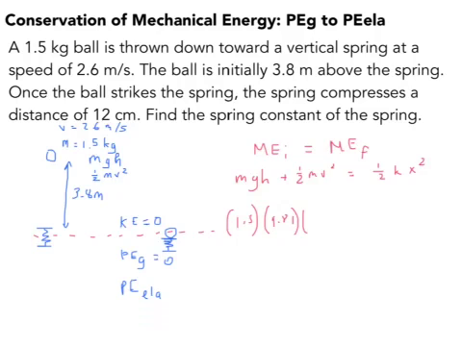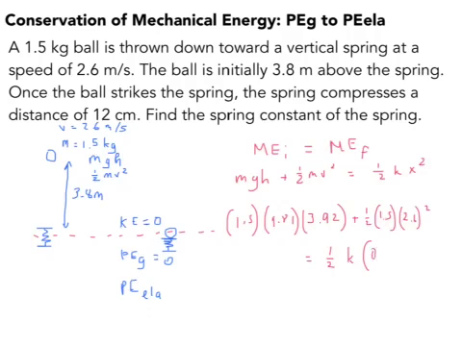And what does that come to? Well, 12 centimeters is 0.12. So this is 3.92. Then we have to add 1/2 mv squared. The mass is 1.5. Velocity is 2.6. And because I'm out of room, I will say equals, and I'll put the rest of this over on the second line.